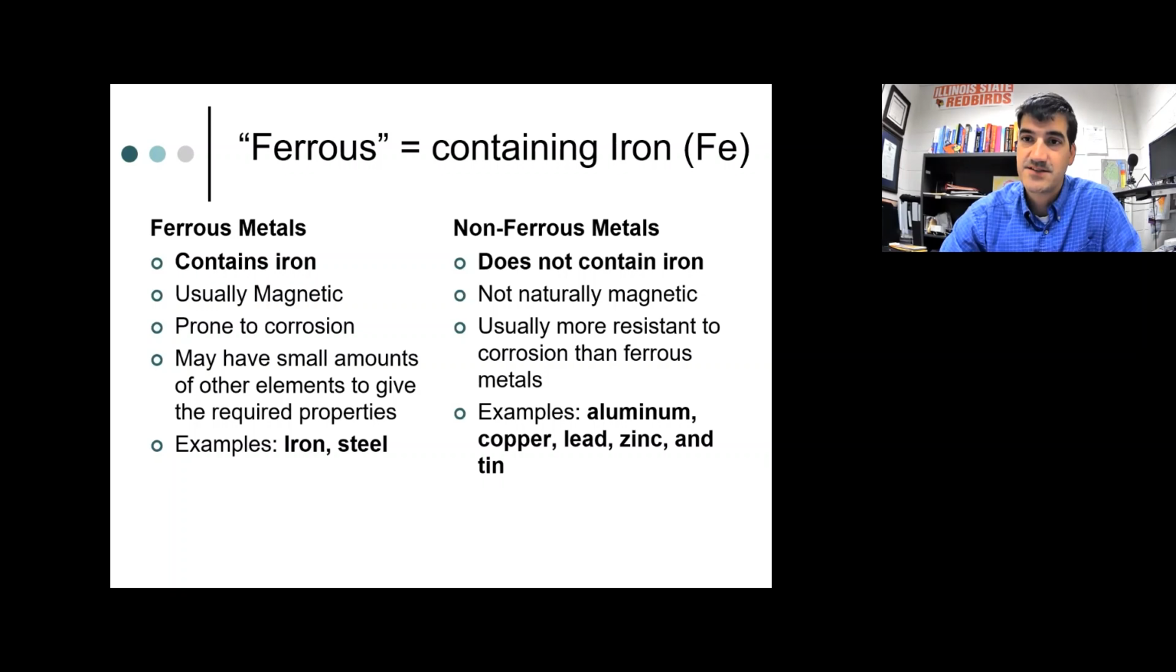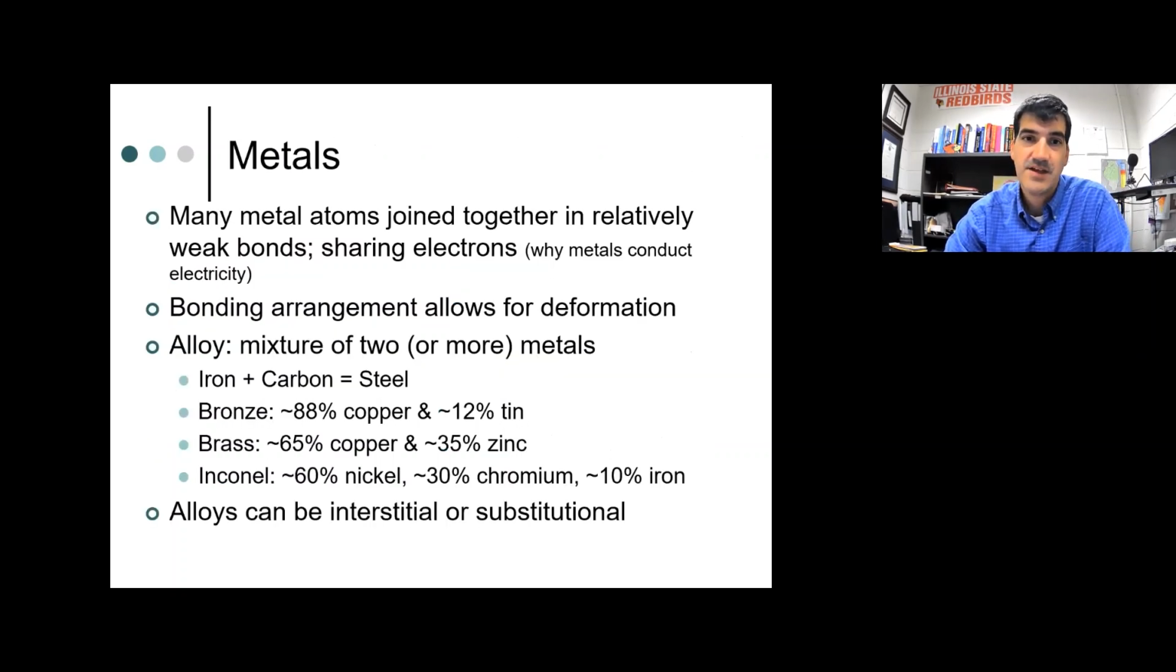Non-ferrous metals, they don't contain iron. They're not usually magnetic. You can make a magnet out of lots of different stuff. You can induce a magnetic field in lots of different materials, but they're not naturally magnetic. They're usually not as prone to corrosion, and basically any metal that you can find that doesn't contain iron, we'd call a non-ferrous metal.